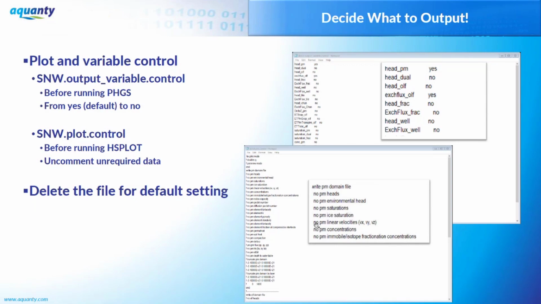What you want to do is uncomment the ones that you don't want to show. So let's say you don't want to show the porous media heads. So you uncomment it, and then it will say no porous media heads. It's not going to take the output from HGS and show it in Hsplot. If you change these files and you want a default one, just delete them and HGS will write a default file.